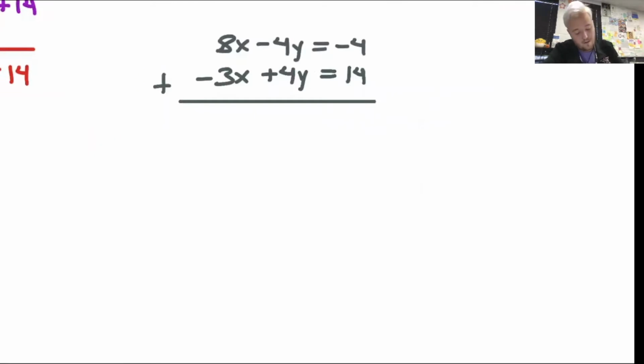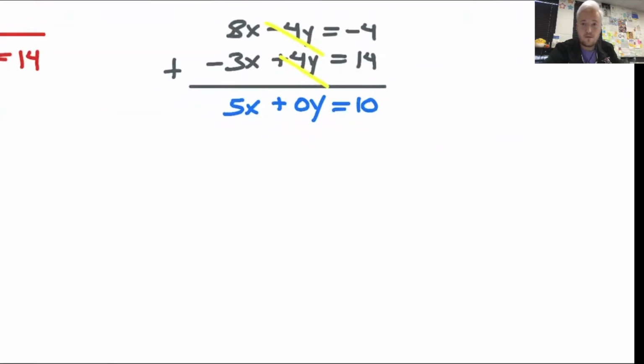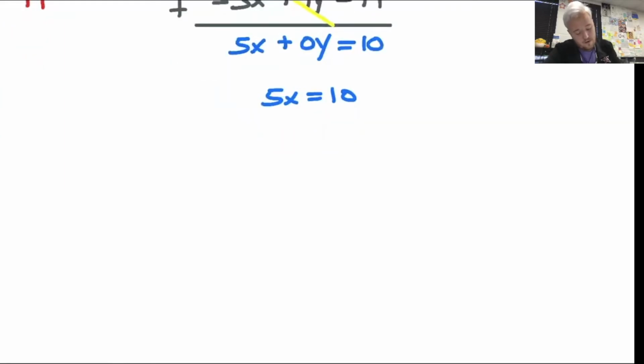So when I look at my x values, 8 plus a negative 3 gives me a positive 5x. My y values, they zero out. So negative 4y, positive 4y, they're gone. And then negative 4 plus 14 gives you positive 10. So remember, anything times 0 is just 0. So you have 5x equals 10. Now I'm going to divide both sides by 5. So x is equal to 2.